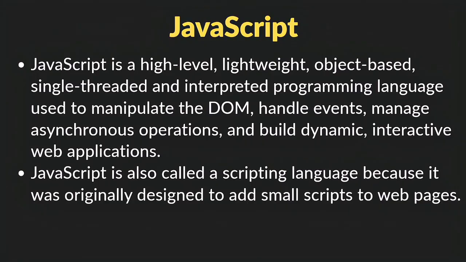JavaScript is a high-level, lightweight, object-based, single-threaded interpreted programming language. It is used for DOM manipulation, handling events, managing asynchronous operations, and building dynamic and interactive web applications. And JavaScript is also called a scripting language.